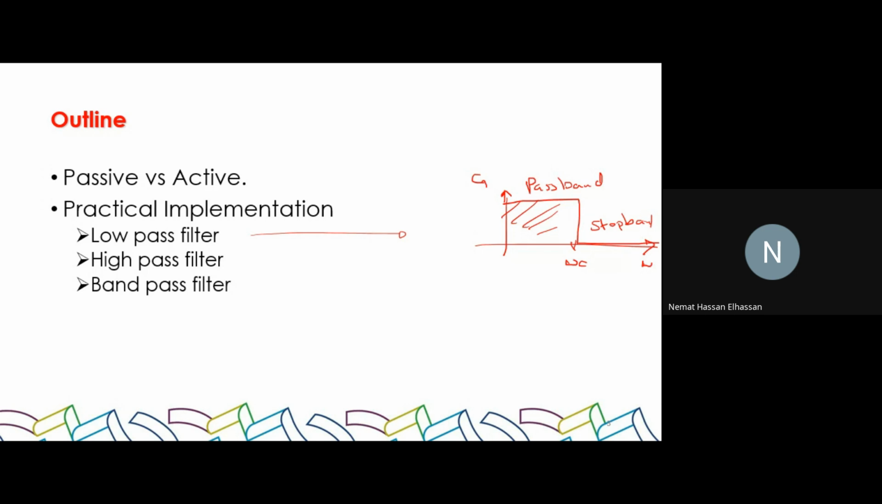And then we had a high pass filter, which was the exact opposite. Frequencies above the cutoff frequency would pass with a gain. Frequencies below it will be blocked.